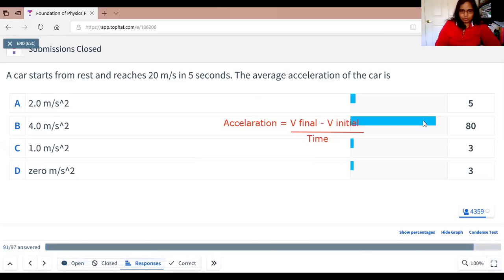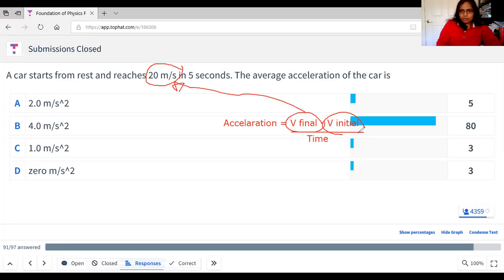Yeah, nice. Very nice. Okay, so when you're trying this type of problem, some of you might just look at the numbers and take 20 divided by 5. Yeah, you will end up getting a correct answer because this is a very simple question. But the way that you should do it is you should write the equation, which is acceleration equals v final minus v initial divided by time. And then you look at what is v final. So here v final is 20 meters per second because that is what it reaches, right?